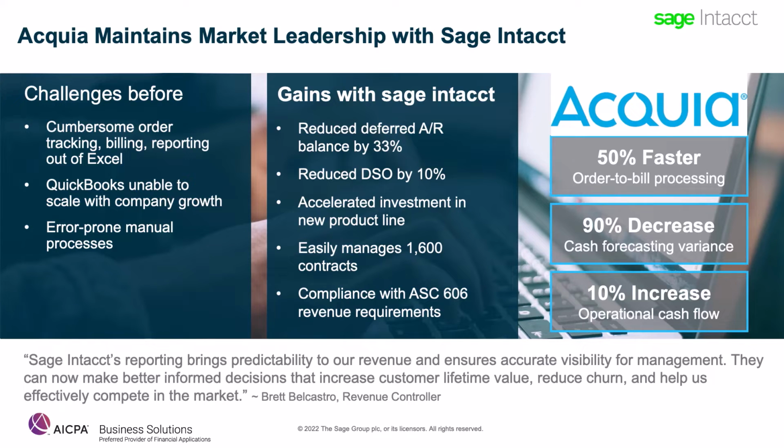In the words of Acquia's revenue controller, Brett Belcastro, "Sage Intacct's reporting brings predictability to our revenue and ensures accurate visibility for management. They can now make better informed decisions that increase customer lifetime value, reduce churn, and help us effectively compete in the market." Belcastro says the improved visibility has tightened his cash forecasting model by 80%, so the company knows whether it's well-positioned to invest and expand in new markets and regions, pursue potential acquisition targets, relocate offices around the globe, adjust pricing models, or increase its investment in key products that will be easier to sell and boost customer lifetime value.